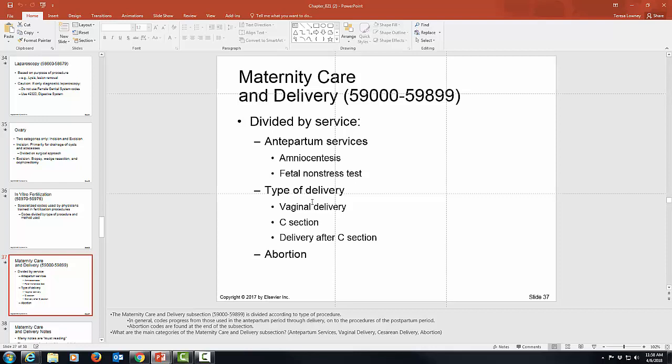Now we also have certified birthing centers. So that place of service would be 24, a facility that specializes in providing a comfortable setting for labor, delivery, postpartum care, and immediate newborn care.